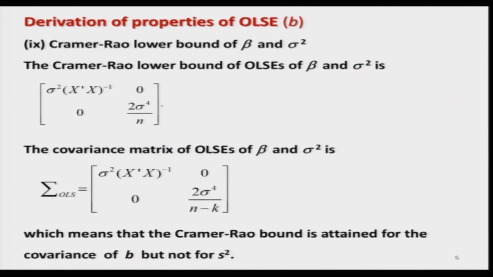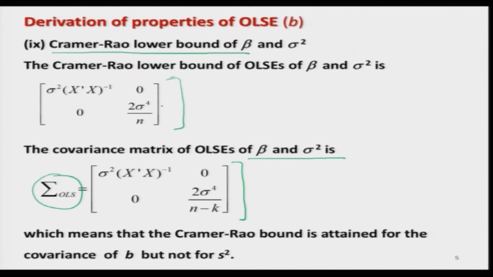Similarly, there is another property in statistics called the Cramer-Rao lower bound. The Cramer-Rao lower bound gives us the value of the minimum variance which an estimator can achieve. That means the variance cannot go beyond that limit. There is a whole theorem, and I am not explaining the entire theorem here, but if you use that theorem to find the Cramer-Rao lower bound for the ordinary least square estimators of beta and sigma square, it will come out like this. And if you find the covariance matrix of the OLS estimators of beta and sigma square, it will come out like this, which is indicated as sigma OLS.